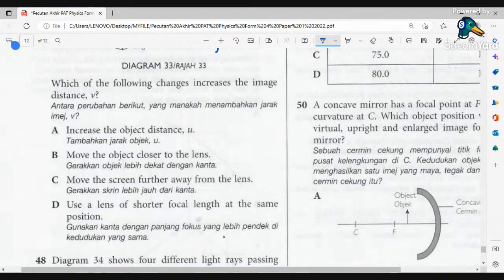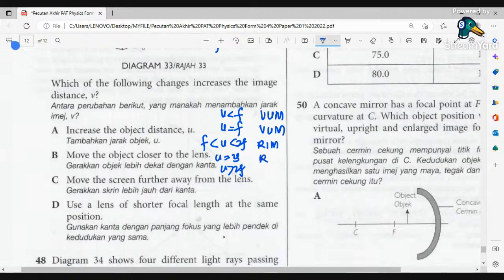You kena ingat formula tu ya. U less than F, U equals to F, U between F and 2F, U equals to 2F, U more than 2F. Ada 6 arrangement. Kita ada Wurm-Wurm, Rim-Riss, Red-Red. Satu lagi ialah U at infinity ya.